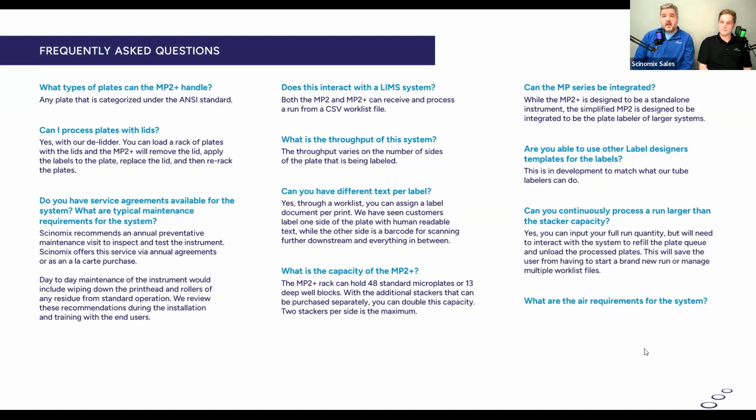Awesome. Can you continuously process a run larger than the stacker's capacity? You can. It won't necessarily be continuous, but you can input one work list. So say you had 300 plates in a batch that you needed to run. You would be able to load the 48. When the 48 were completed, the machine will pause and then you can refill that rack. At the same time, I would take the upstack of completed plates out. You would set them back to 0 and then a full rack for the downstack and then hit continue. So you don't need to add any additional work list for smaller batches. You can still run through your entire work list and then just replace the stacks.